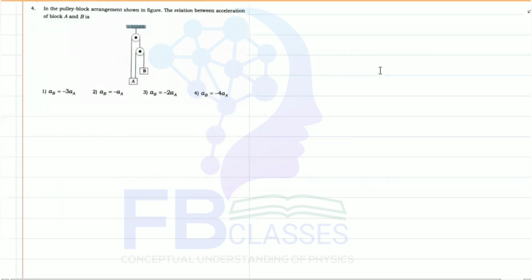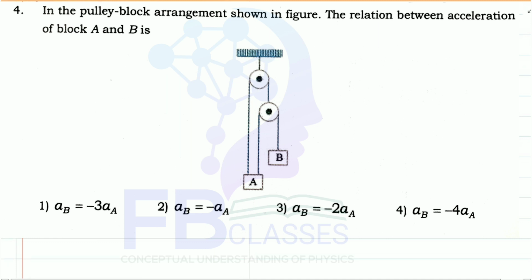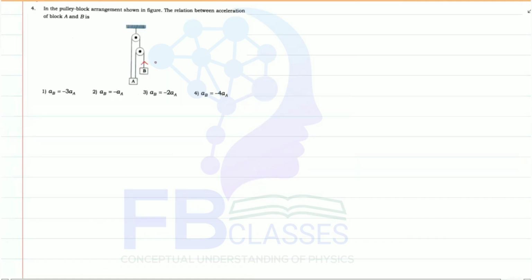Hope you understand, students. My dear students, I am going to read the question. In the pulley block arrangement as shown in the figure, the relation between acceleration of block A and B is. Okay, here the 4 options are given. Let us find out. See here, I am going to draw the tensions. So one string, one tension T, this side also T. So T plus T becomes 2T. So 2T, this side is also 2T. So on the A block there is 3T tension, on the B block only T tension.